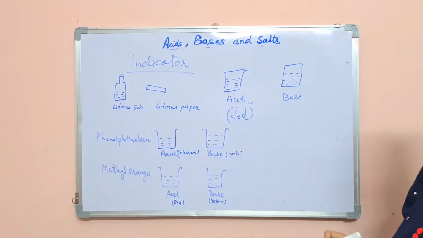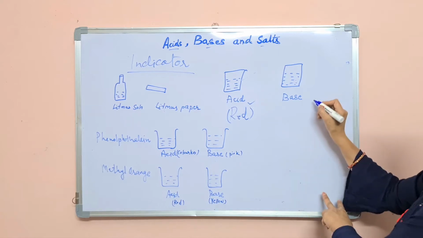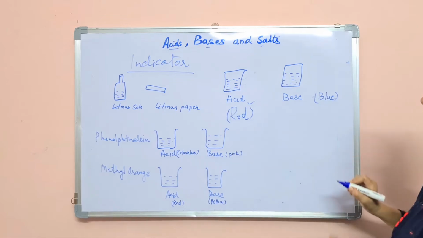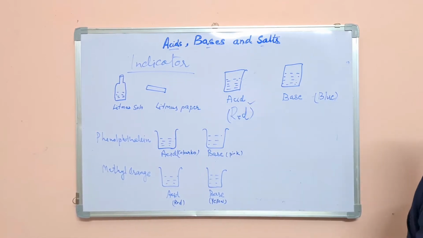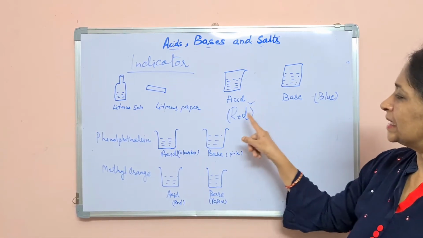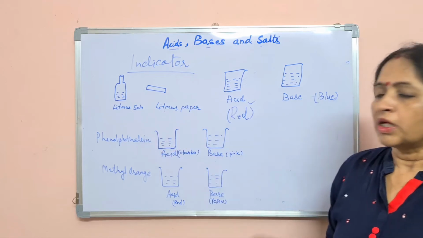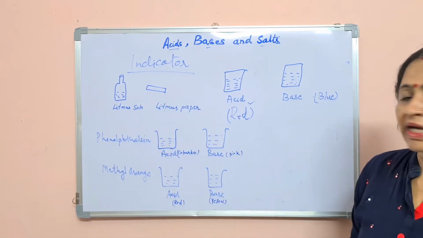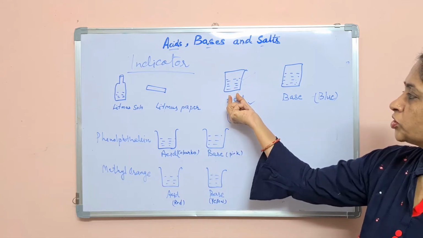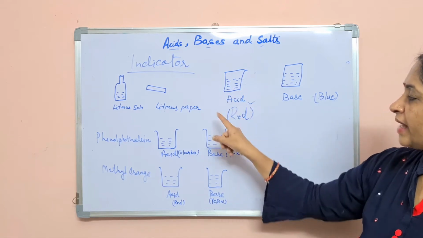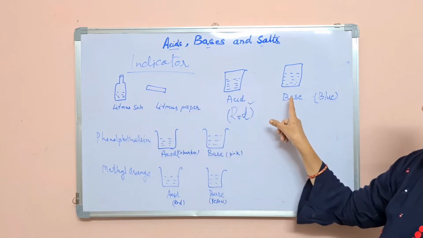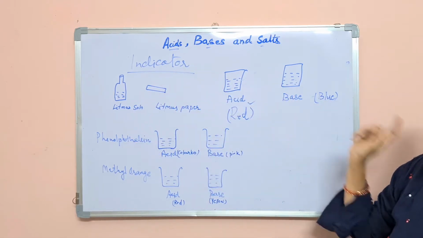And when it is dipped in a basic solution, it turns blue. Remember, this is the test for litmus. The same is the result for litmus solution also. The difference is that with litmus solution, we add a few drops to the acidic solution and it turns red, and a few drops added to the base turns blue.